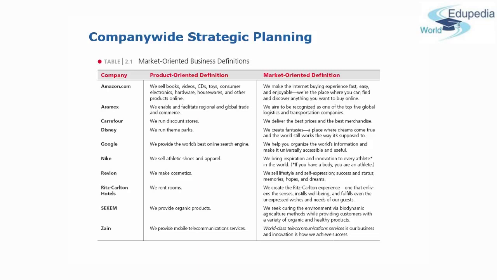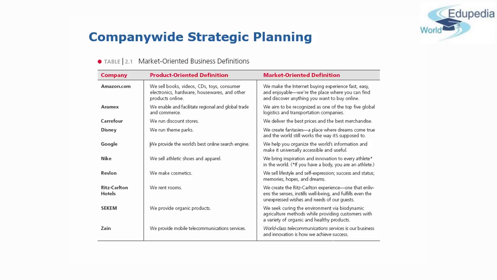Then you have the market oriented definition, which is: we make the internet buying experience fast, easy, and enjoyable. We are the place where you can find and discover anything you want to buy online. So this is the market oriented definition. You can think of product and market oriented in this way also. The product oriented definition is all about your business. The market oriented definition is all about what you're going to provide to the market or the consumer.